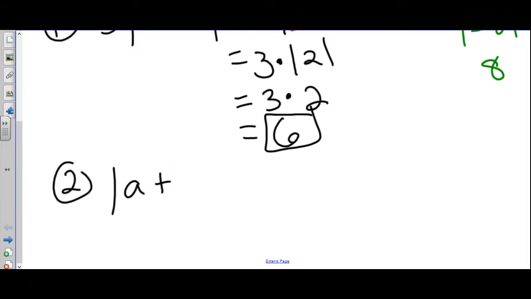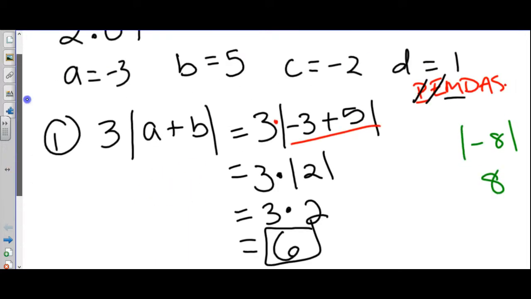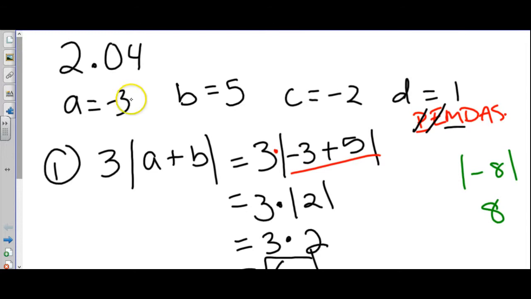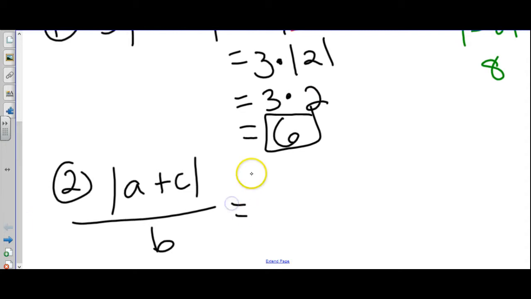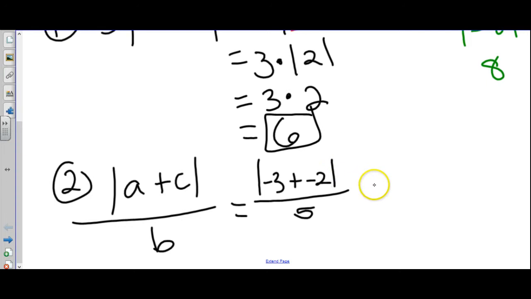Absolute value of a plus c divided by b. So a was -3, c is -2, and b is 5. -3 plus -2 divided by 5. Adding them together, because we do what's inside the absolute value bars first. -3 plus -2 is -5.